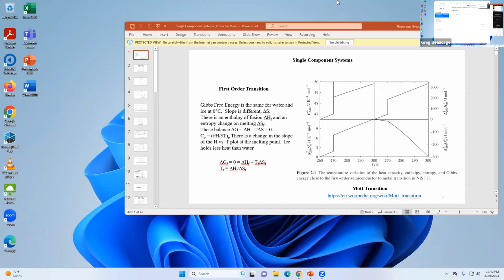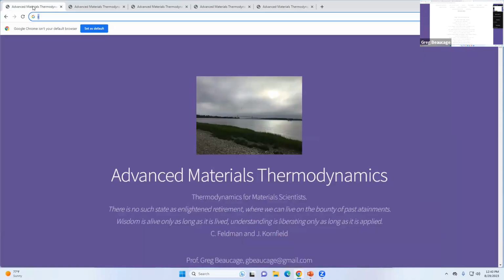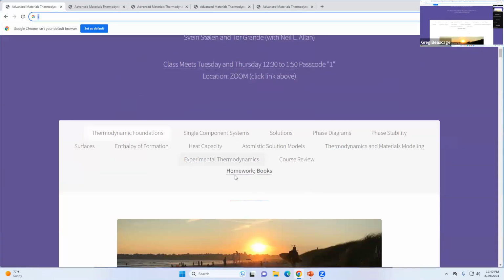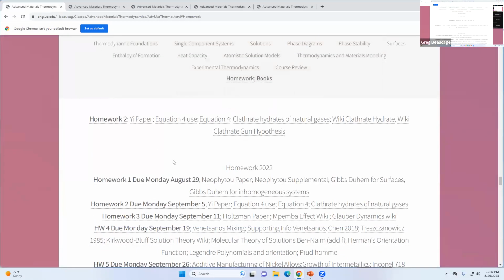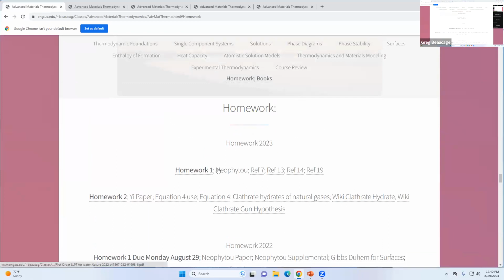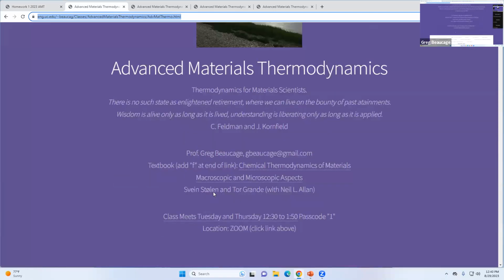And then I wanted to go through the homework, so it's kind of out of the way. That's why I have multiple windows here.